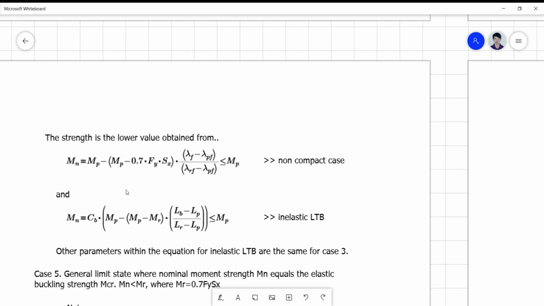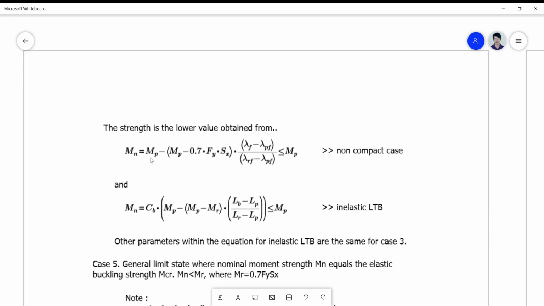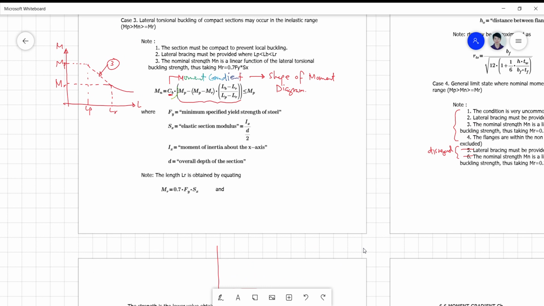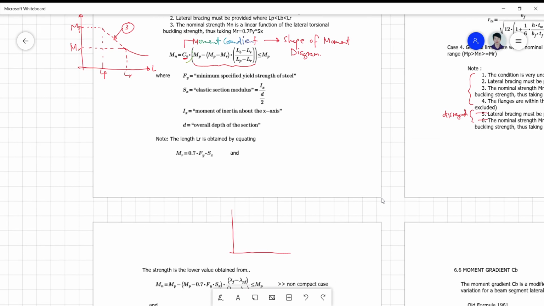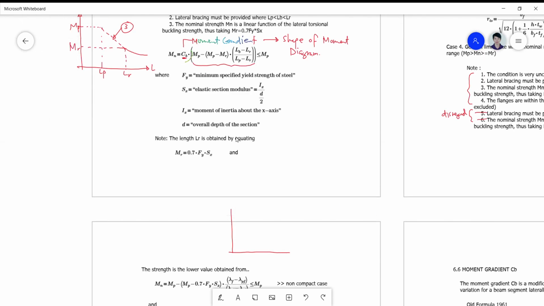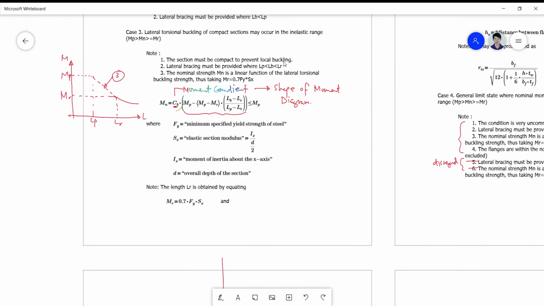So the strength, therefore, is simply a linear interpolation of again your moment versus length. So here we have only one possibility of failure, which is the lateral torsional buckling failure, since we are considering here a compact scenario.